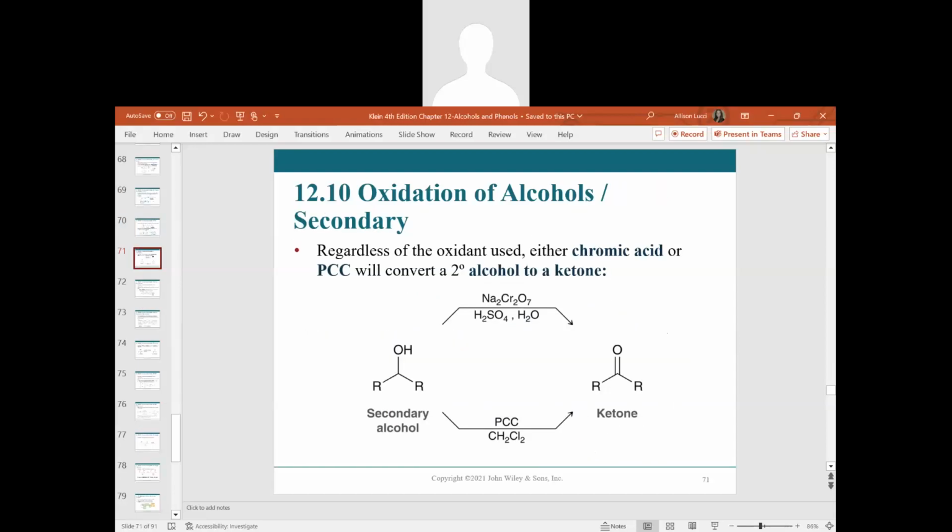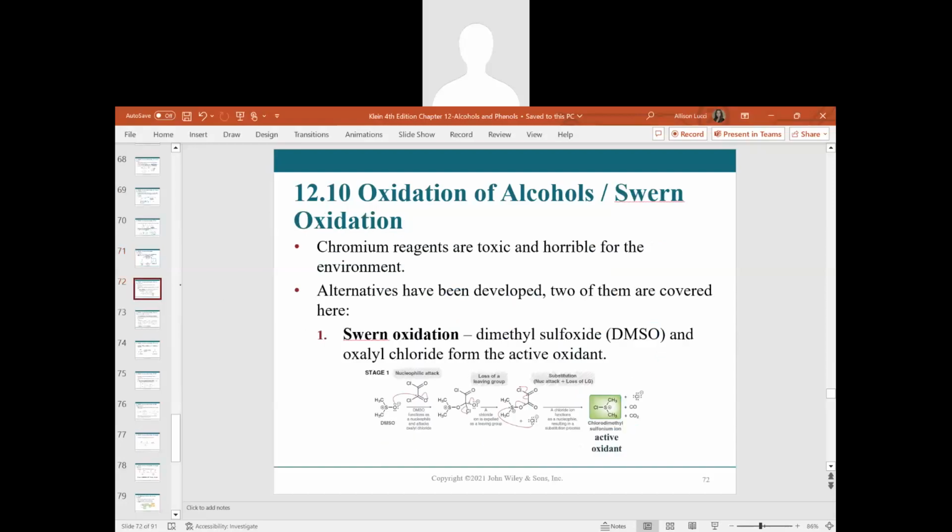If we have a secondary alcohol, regardless of what reagents we use, whether we use our chromic acid formation up here or pyridinium chlorochromate in methylene chloride down here, if we start with a secondary alcohol, we'll always end up with our ketone product. There's no other hydrogens to oxidize to form a carboxylic acid, rather.